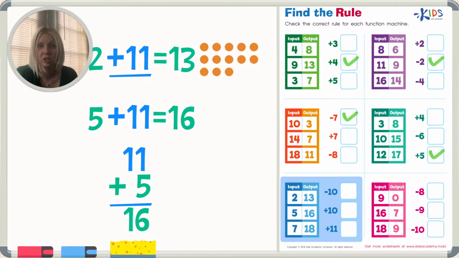I'm not even going to check the last one. Once you get the hang of it, I think sometimes you can skip and not do every single one. But it's good to check at least one more. So I think this is correct. We've got plus 11 right here. Okay. And then we've got one more function machine.